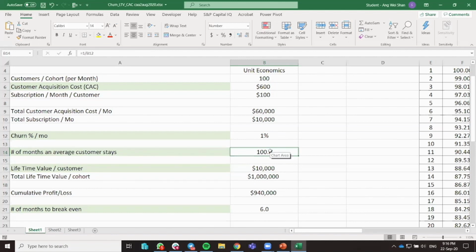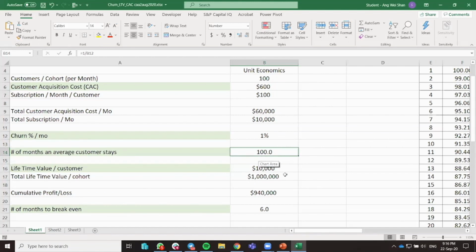If you guys can get 100 months, just type yes. If you don't understand, just type no. I can re-explain this part. So you have 1% churn every month, so you will last 100 months. An average customer will roughly stay about 100 months.